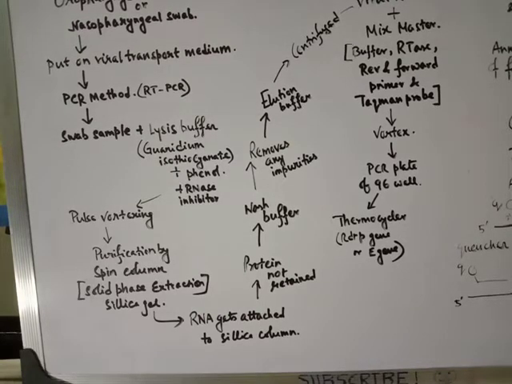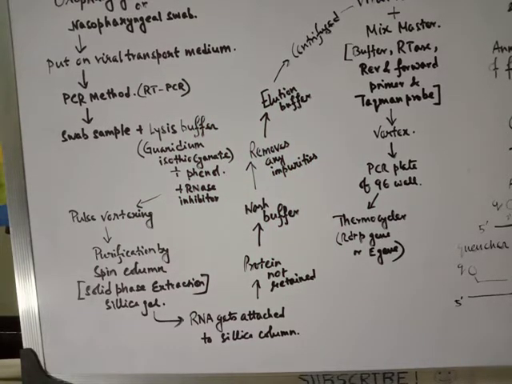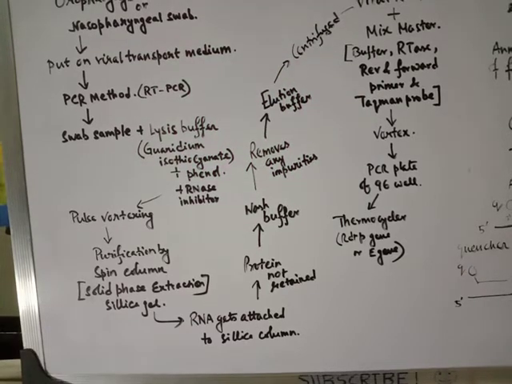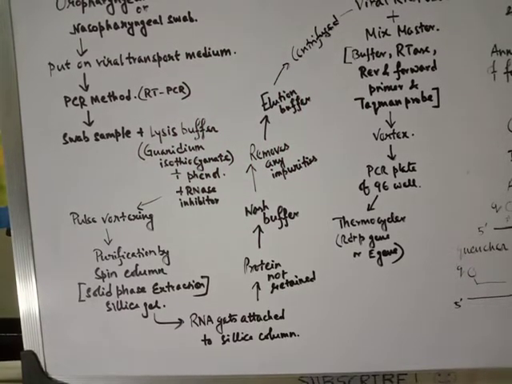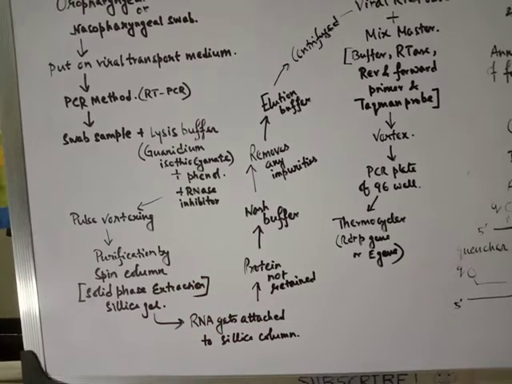After the wash buffer, we have to remove any other impurities, and for that we use another wash buffer. So 2 steps of washing are done. After that, we need something known as the elution buffer. This elution buffer basically helps to free the RNA from the attached silica gel beads or the silica column.